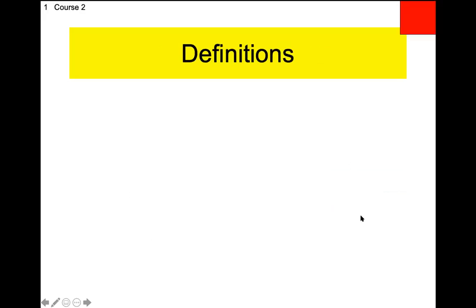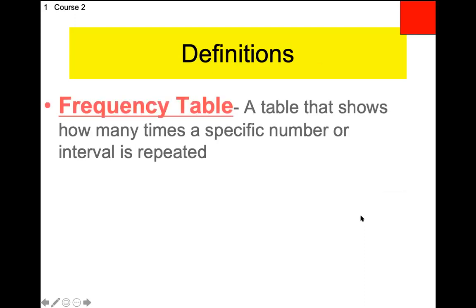Okay, so here comes the new stuff. Write this down in your notes, please. Today we will be making frequency tables. It's a table that shows how many times a specific number or interval is repeated. Notice there are two things there, a specific number or an interval, and those are the two things that we'll be doing today. So we're going to be making tables today. Literally, we're just making a table.